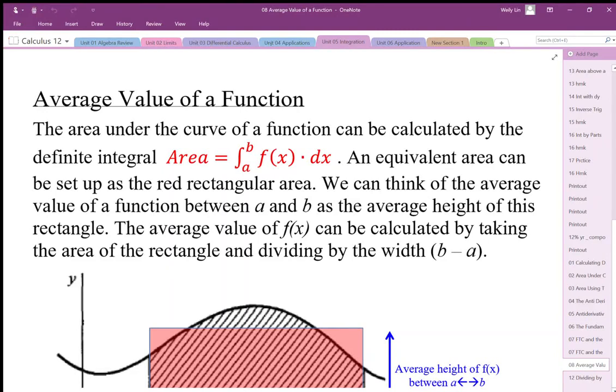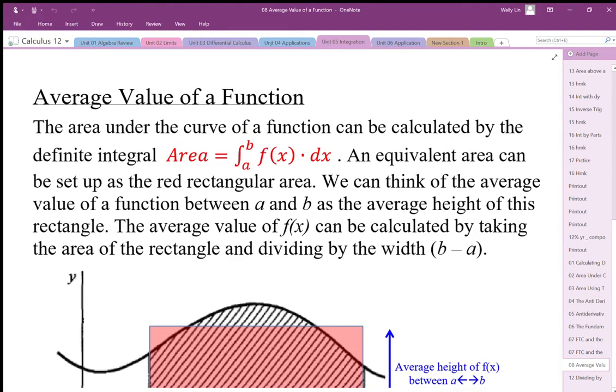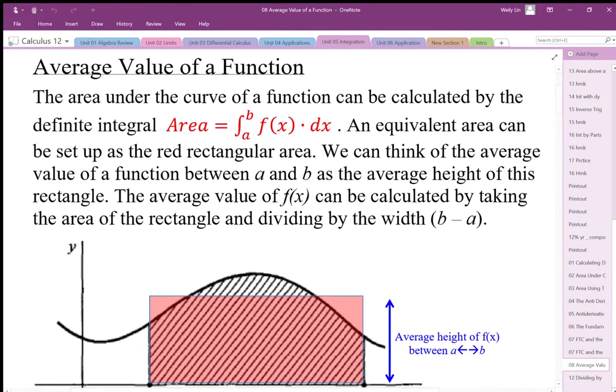So we're going to look at the average value of the function. A really good way to frame this is the average height of a function. The average value of a function is the average y coordinate of the function, which is the average height. We're going to frame this slightly differently, because if we want to find the average height of this curved line, it's not that easy to find.